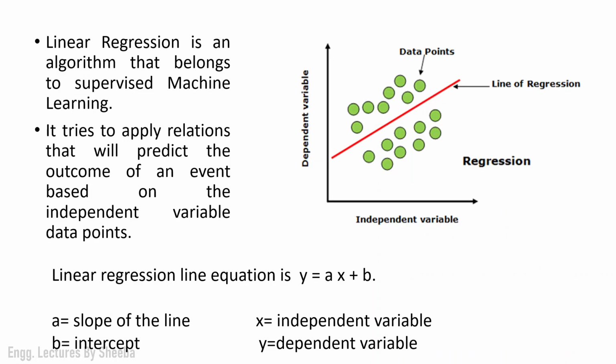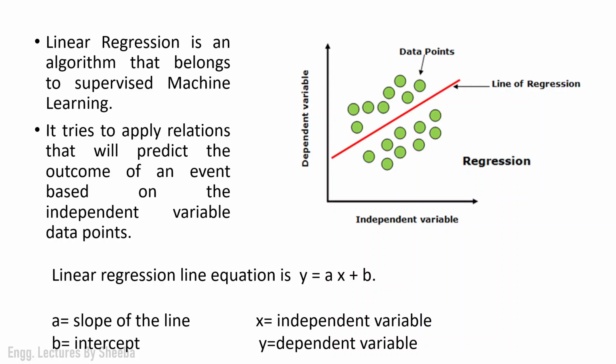So this linear regression is basically a supervised machine learning algorithm. As I mentioned in my previous video, for supervised machine learning algorithms we have regression and we have classification. So this linear regression is a supervised machine learning algorithm. What it does is it tries to apply a relation that will predict the outcome of an event based on the independent variable data point.